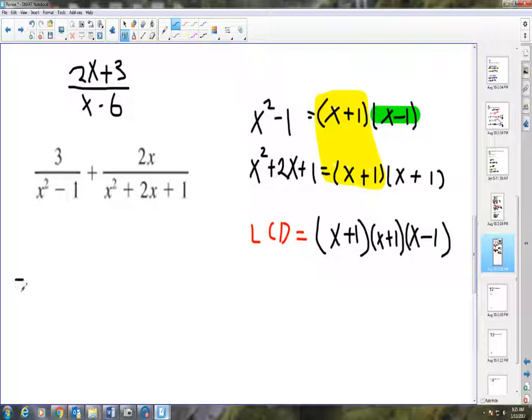Alright, normally once I find the LCD between the two rational expressions here, I will just write them as one big denominator. I'm not going to write it as 2, it's too much work.